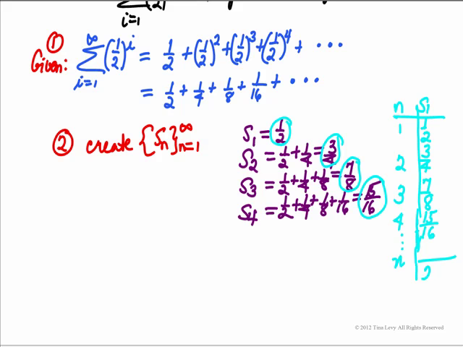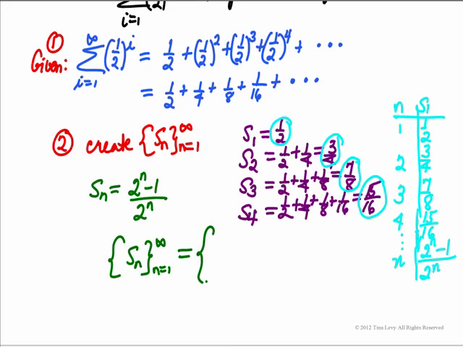So working this in general, when it's n, the sum of n terms, I see the pattern that the denominator is 2^n and the numerator is 2^n minus 1. I now have a formula for S_n. S_n is (2^n minus 1) over 2^n. So my sequence of partial sums is just the sequence of (2^n minus 1) over 2^n as n goes from 1 to infinity.